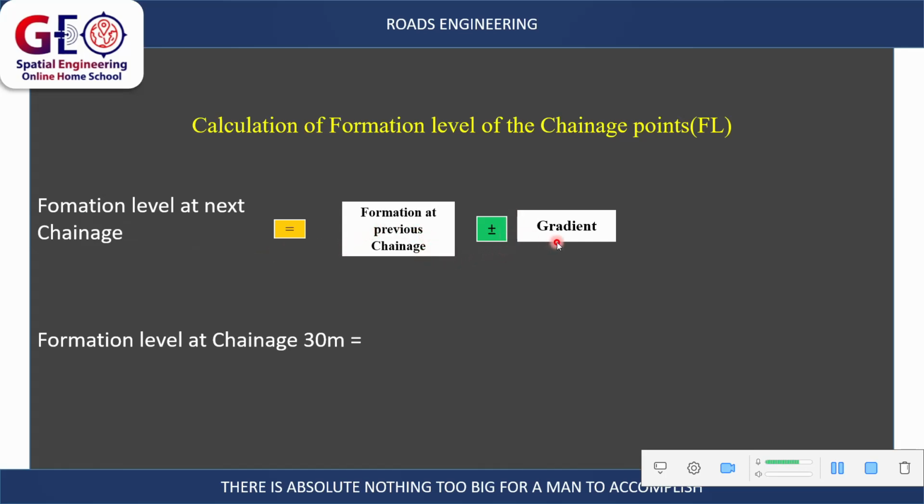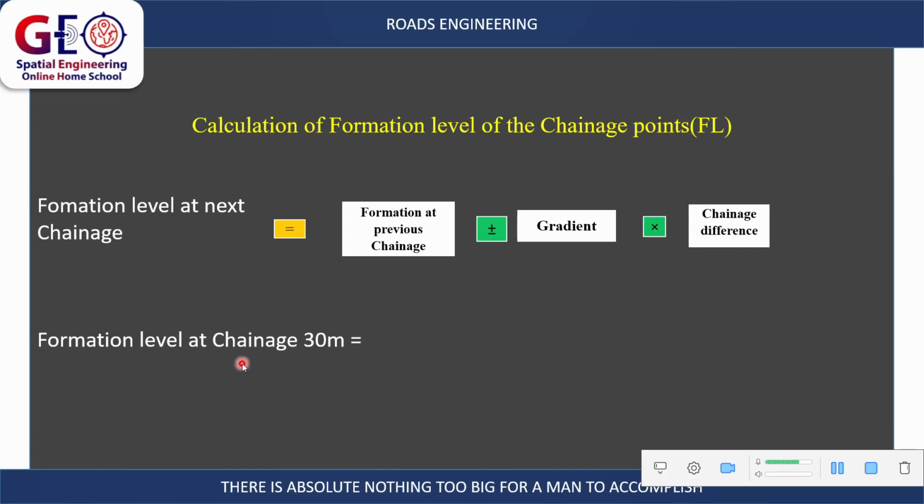So, actually, the formation level is given by the formula: formation level at the previous chainage plus or minus gradient multiplied by the chainage difference. Let's take for example, we already have the formation level of the first chainage, which has been given as 4,070 meter.